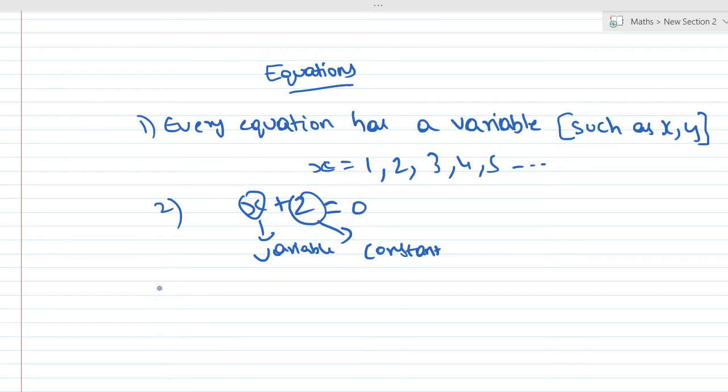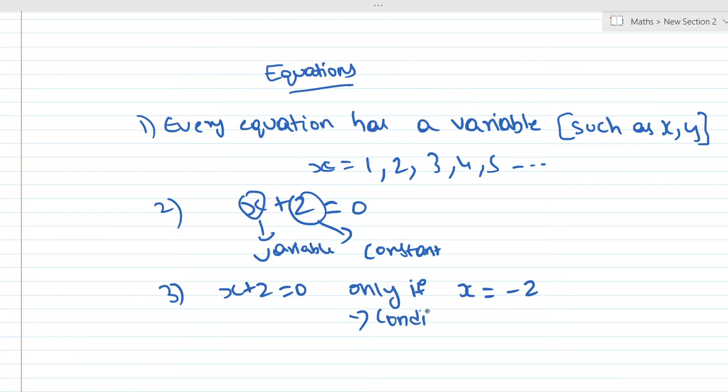So there are two types of equations. First one is x plus 2 equals 0 only if x equals minus 2. This is called a conditional. So why is it conditional? Because there is a condition for the equation. So if the equation has a condition that x is equal to minus 2 or x is equal to some other value, it is a conditional.